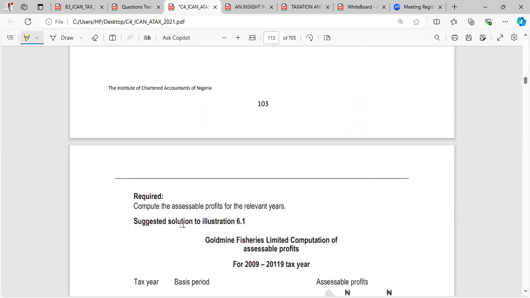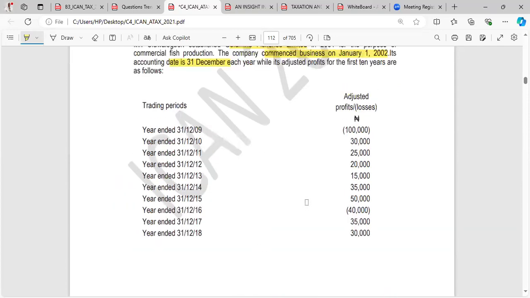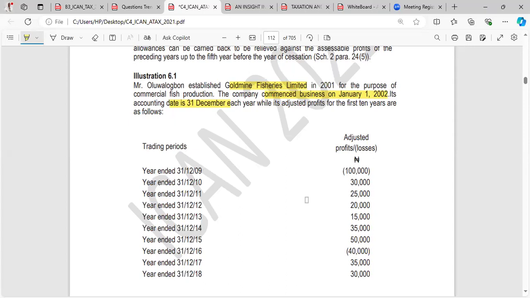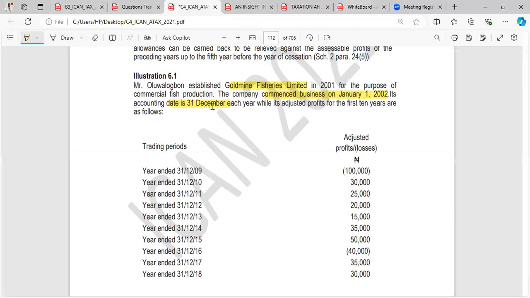We are told here, compute the assessable profits for the relevant years. So what are we going to do now? We are going to get our whiteboard ready and we'll start our work. Now that's an ICAN question. This is an ICAN past question. A very, very long ICAN past question.